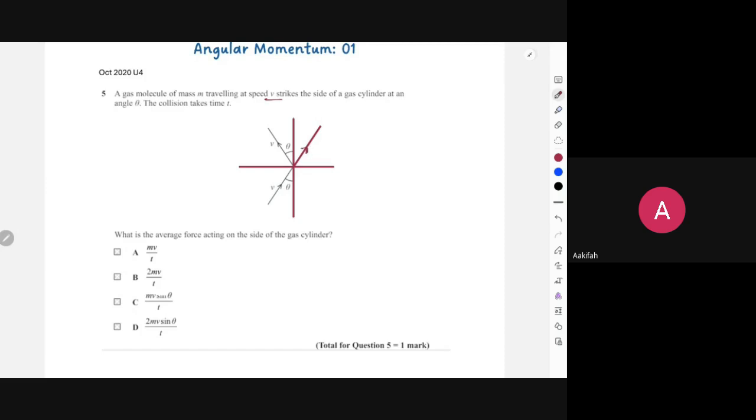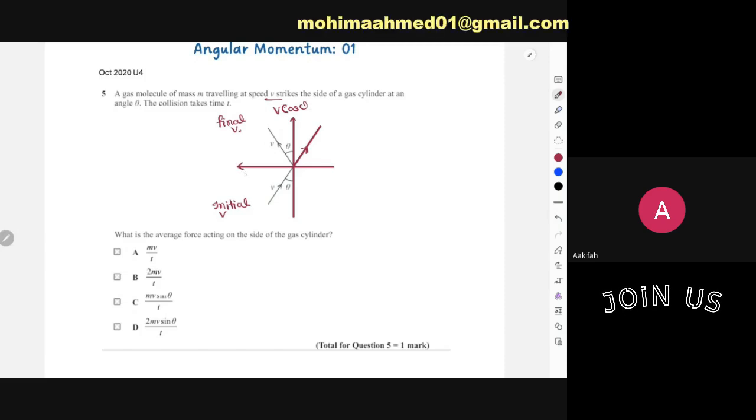They both have the same magnitudes. This was, by the way, for the initial velocity, and this is your final velocity. In this case, your final velocity will create a vertical component of v cos theta, and your horizontal component will be v sine theta.